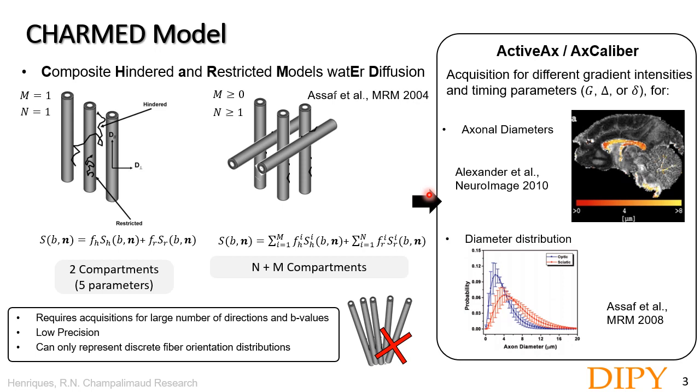Nevertheless, expansions of this model were used to provide the first attempts to estimate axonal diameters or diameter distributions by incorporating the information of different gradient intensities and diffusion times.